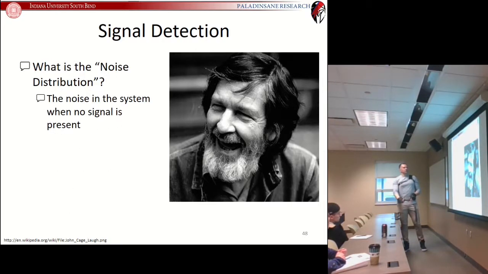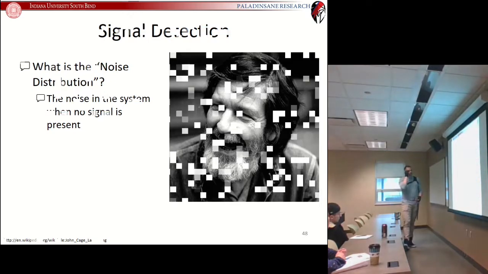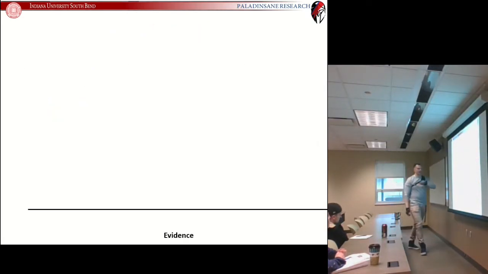All right, so the noise distribution. Let's take a look at it graphically. That's one of the easiest ways to understand this. So this is going to be in general for any signal detection paradigm. On the x-axis, you have evidence. You can think of it as how much activation do you have in your nervous system, in your perceptual system, in order to make a decision whether something is there or whether something isn't?